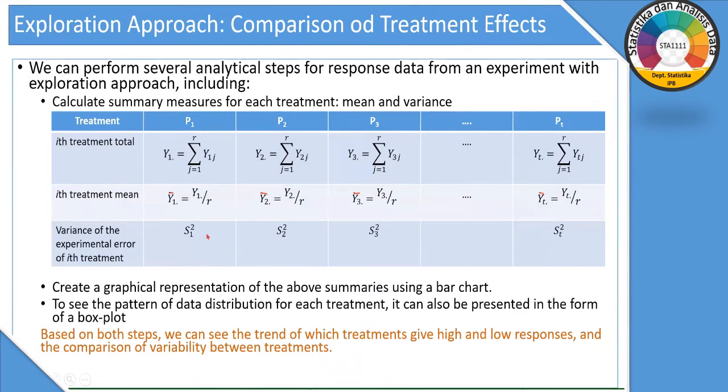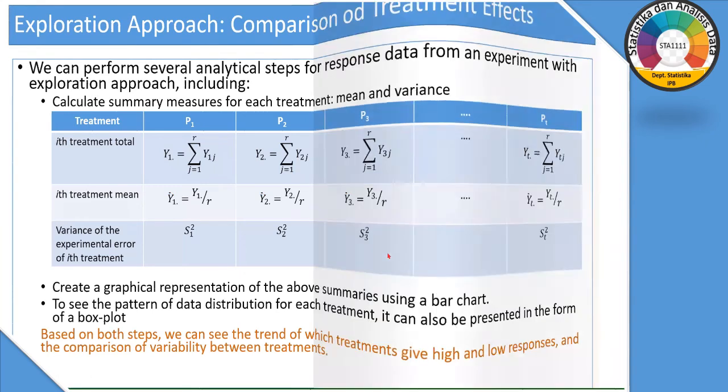Okay, then from here you can create a graphical representation of the above summaries, and we can see the pattern of the data distribution of each treatment. So you can also create a box plot of each treatment, right? Then from this graphical representation, you can see the trend of which treatment gives a high and low response, and the comparison of variability between treatments. Later I will show you an illustration about this. Okay, let's go to the next one.